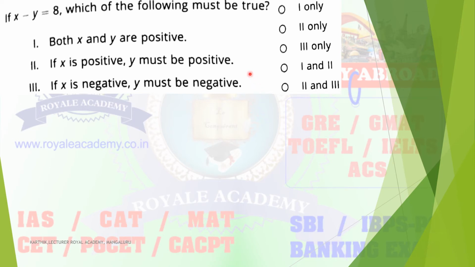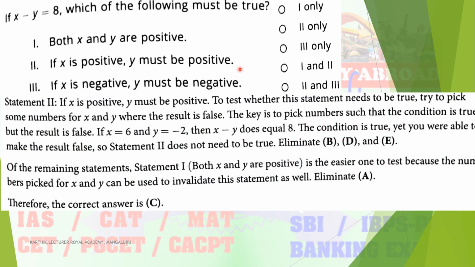The statements are like this: both x and y are positive integers. If x is positive, y must be positive. If x is negative, y must be negative. Which must be true? You just determine. From the second statement, directly go for the second statement. If x is positive, y must be positive. So consider the positive value, and check whether this is satisfied or not.